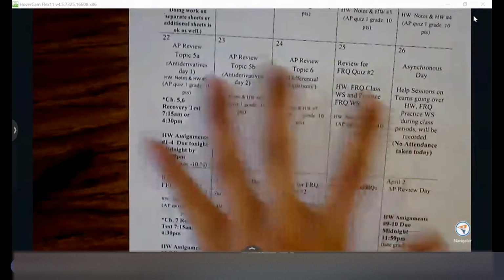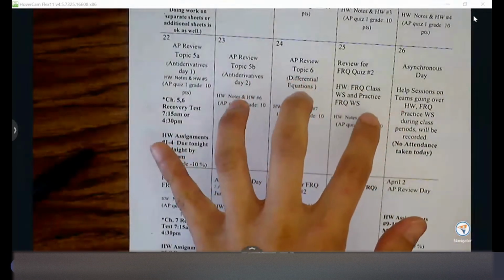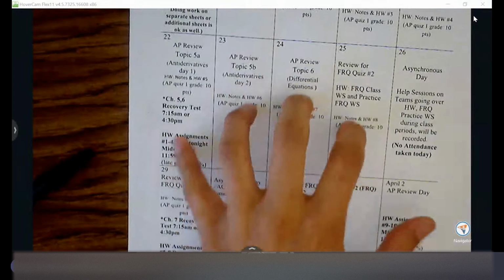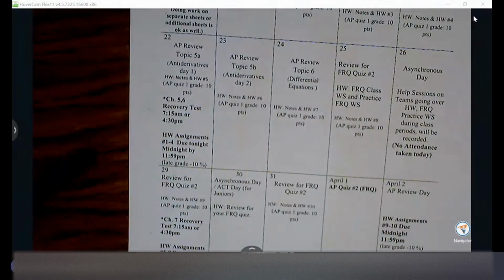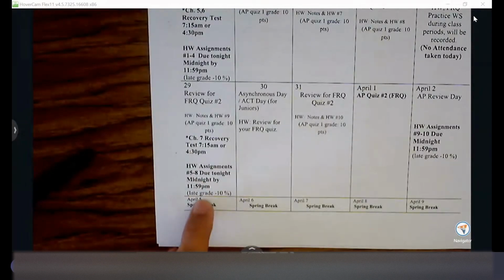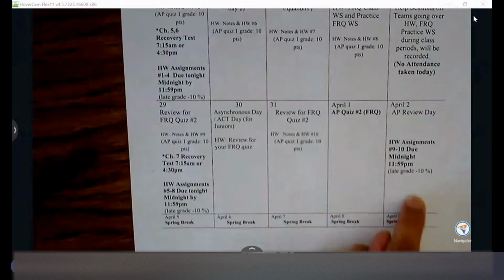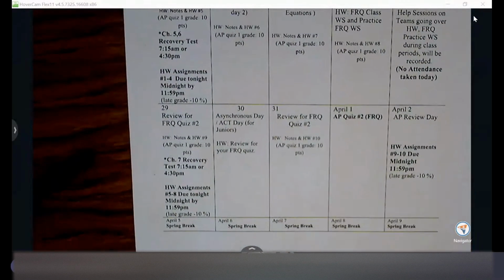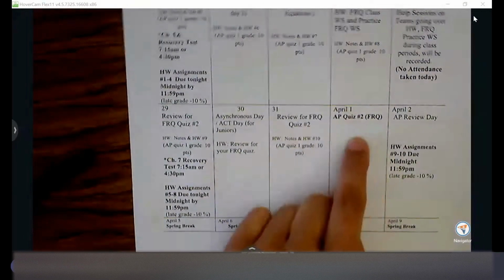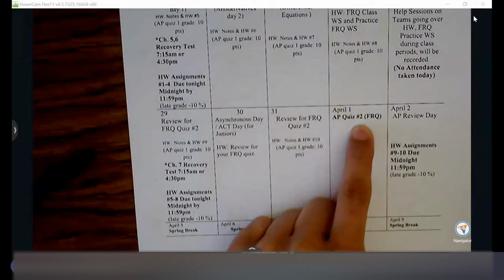So next week we'll focus on integrals and differential equations, and maybe a little bit of area and volume. And then the following Monday will be the second batch of homework assignments due. And then Friday will be the last two batches, 9 and 10. Okay, so as long as you do everything that you're supposed to, it should be an easy 100 on this quiz grade. Okay, but we are going to have a second AP FRQ quiz.